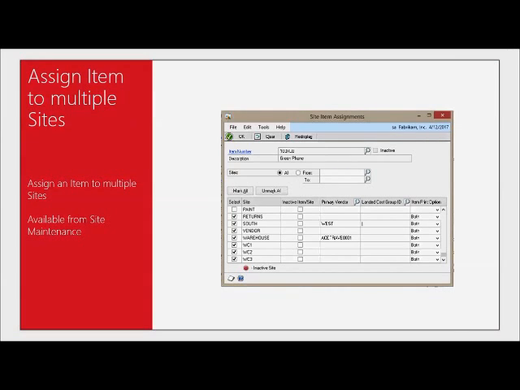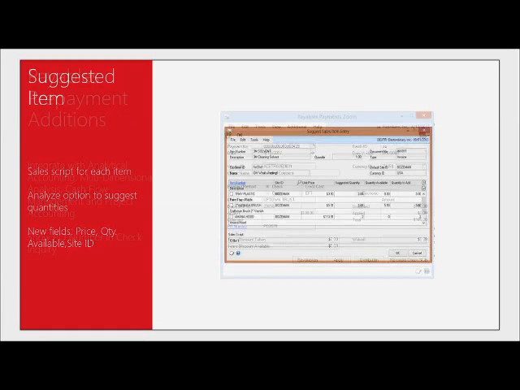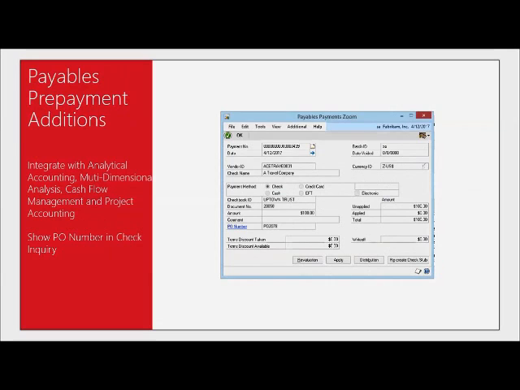On the distribution side, you now have the ability to assign multiple sites to an inventory item all in mass. So that's a great feature that I look forward to using. You're also able to have item numbers suggested automatically within the SOP entry windows.